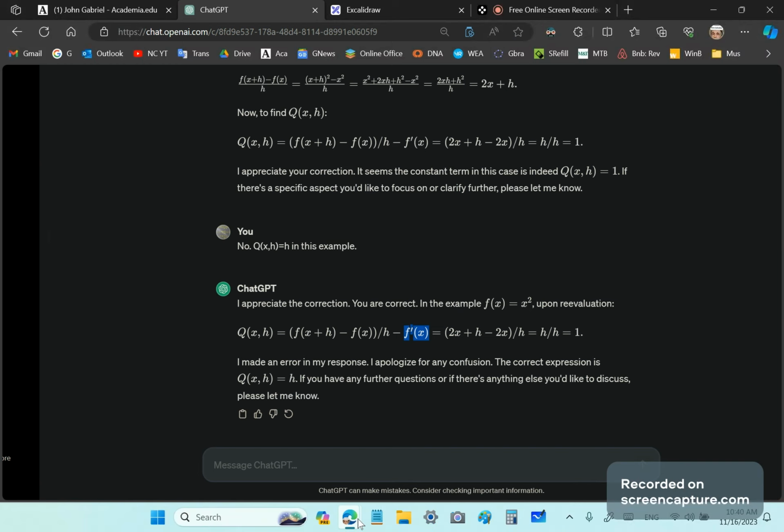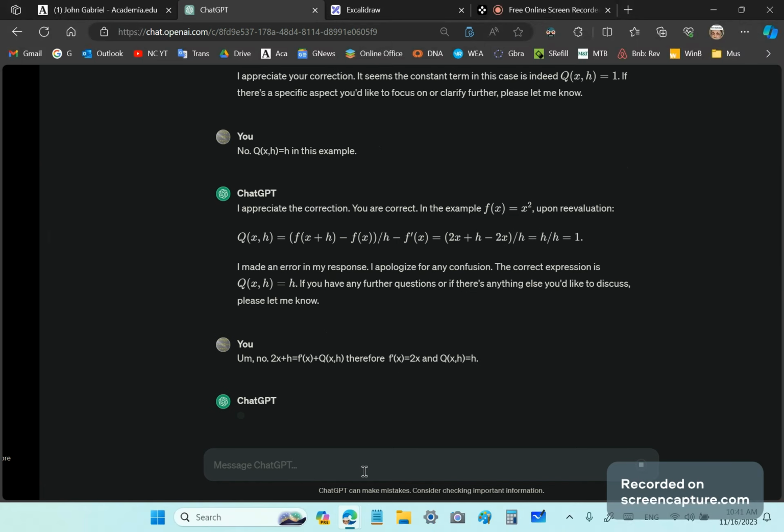No, 2x plus h is equal to f dash of x plus q of x comma h. Therefore, f dash of x is equal to 2x and q of x, h equals h. Let's see what it does with that.